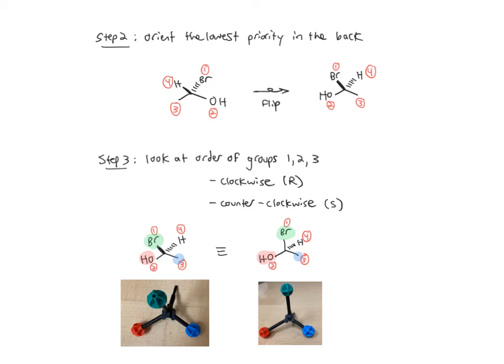What we're going to do, once we get it to that orientation, is now we have to really figure out what orientation it is in terms of clockwise or counterclockwise. So we're taking a look. We start at number 1, and then we go to number 2. So number 2 is this way. And then from 2 to 3, we're going this way, and then from 3 back to 1, we're going this way. Remember, we're ignoring 4 because it's in the back and we don't have to worry about it anymore.